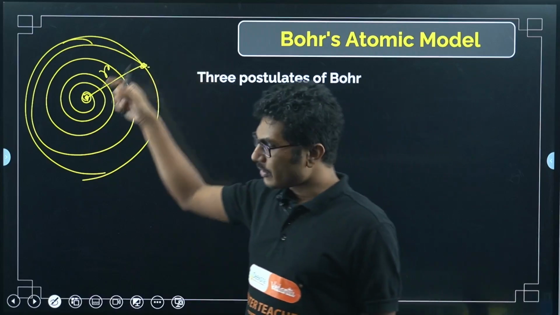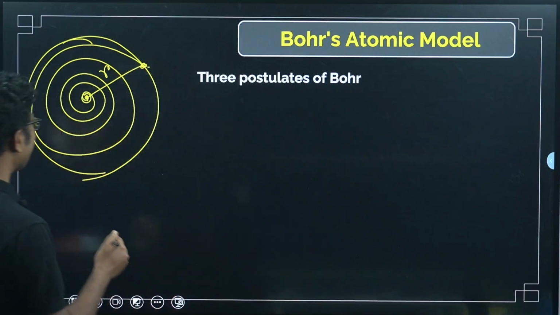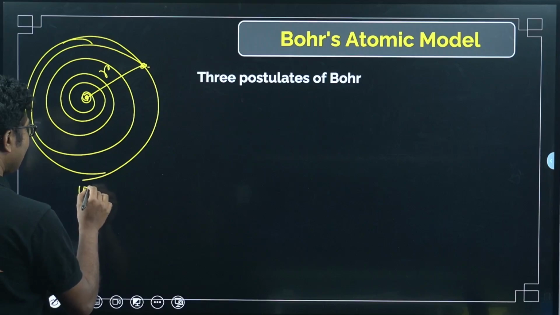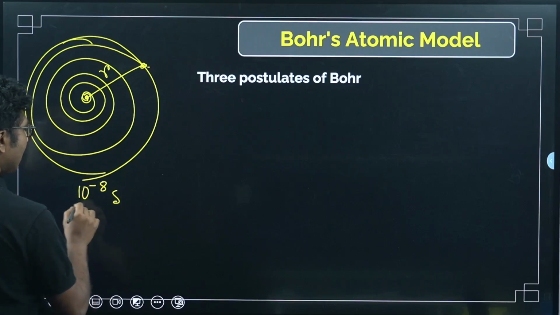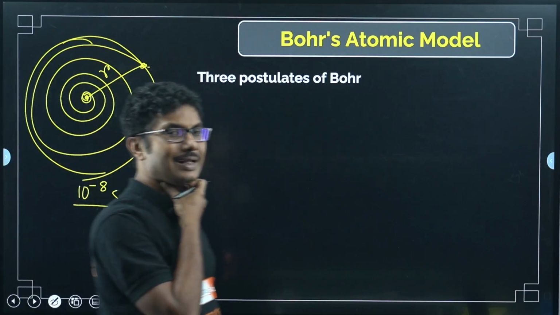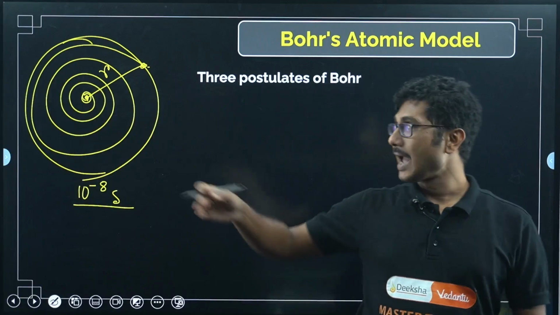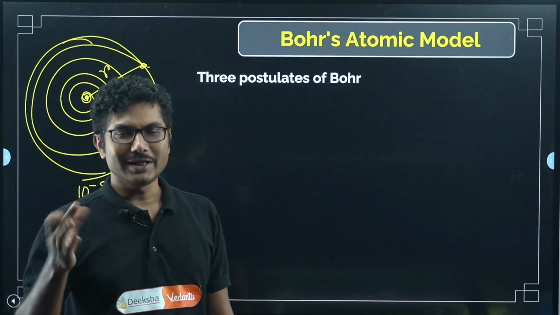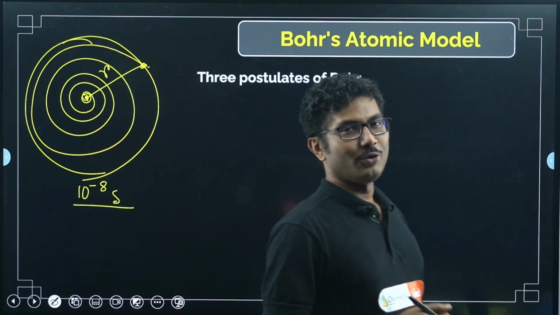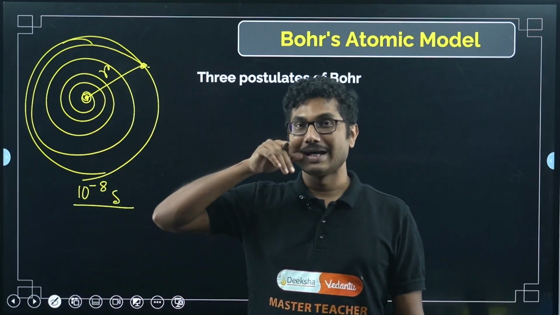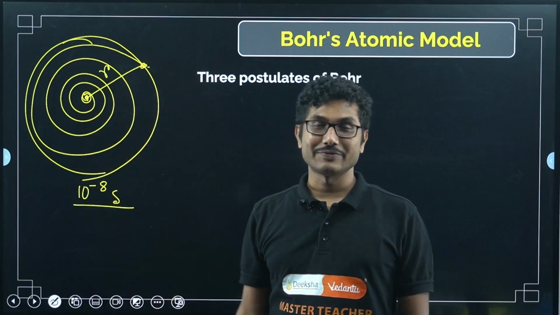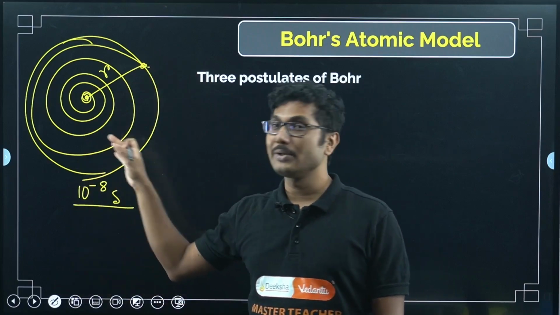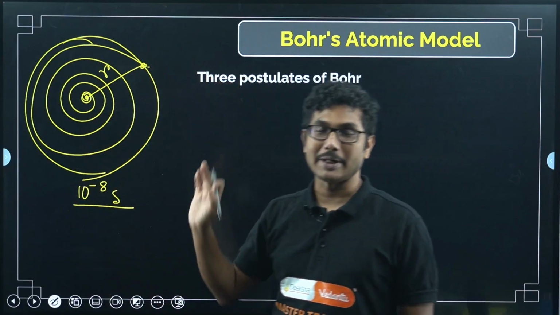And there were some calculations. According to the calculations, it can be shown that the stability of the electron is 10 to the power of minus 8 seconds. The stability of this atomic model died even before it was actually able to establish itself. So even though Rutherford gave the basic idea, it failed miserably because it was not able to explain why this is not happening.